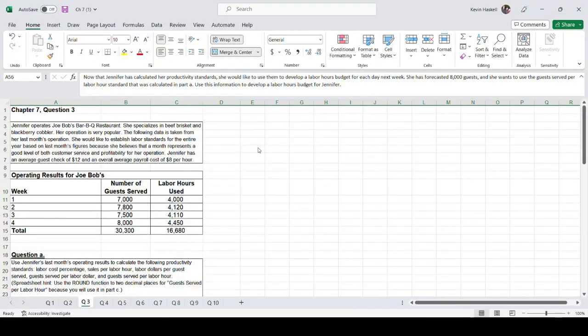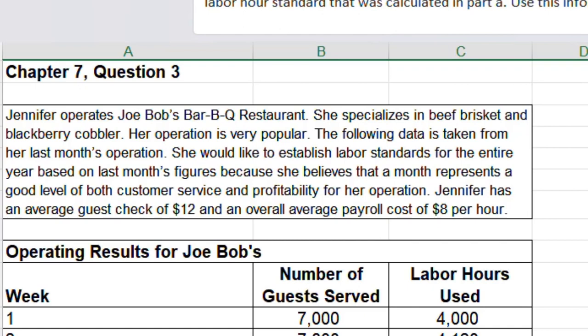All right, question number 3. Jennifer operates Joe Bob's Barbecue restaurant. She specializes in beef brisket and blackberry cobbler. Her operation is very popular. The following data is taken from her last month's operation.